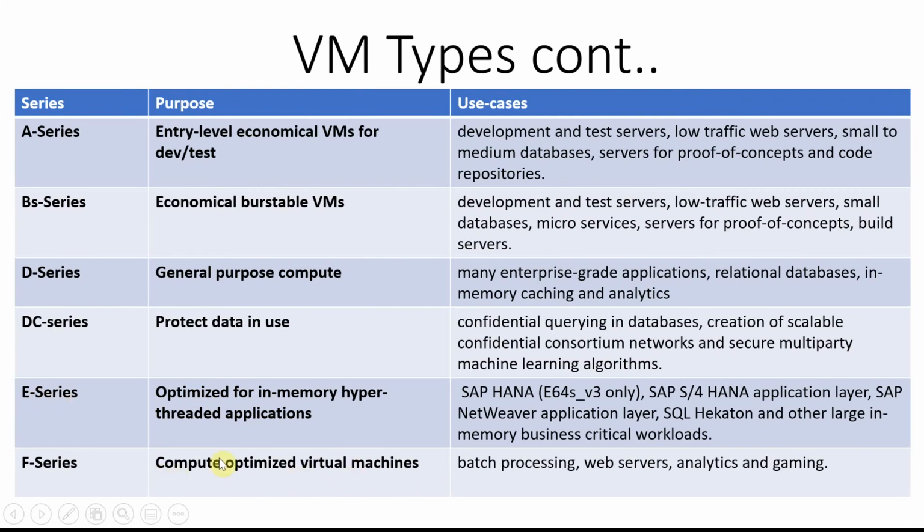Then compute optimized virtual machines. So far, what we saw is mostly under the economical and general purpose categories, but here it is compute optimized. The F series is what is used for compute optimized. Generally the use cases are batch processing, web servers, analytics and gaming kinds of requirements.